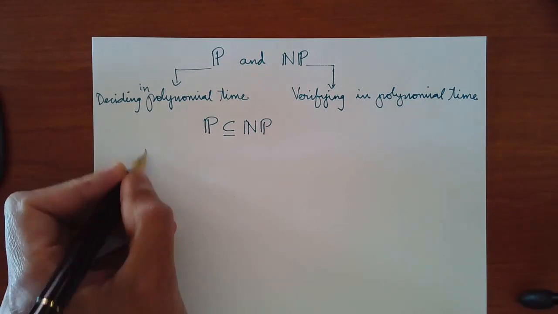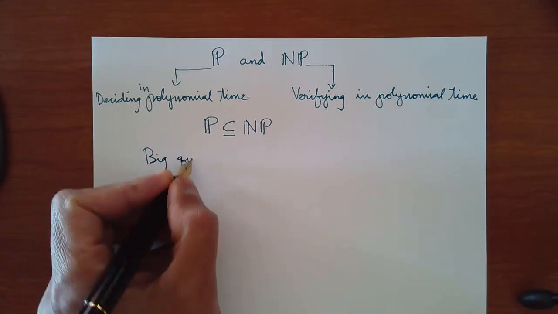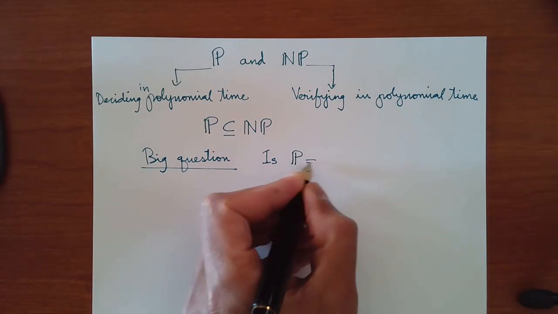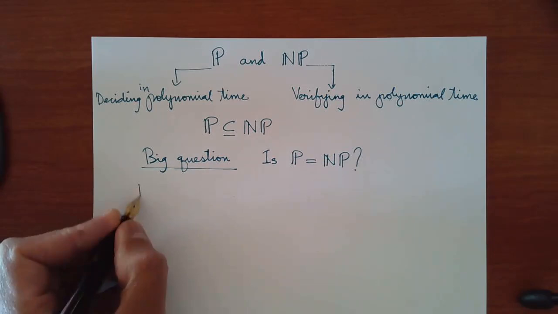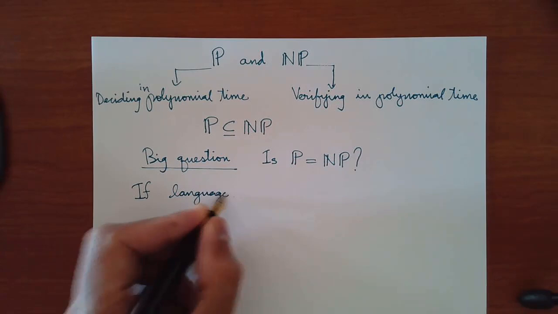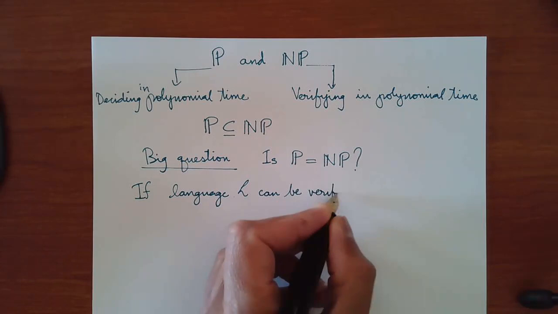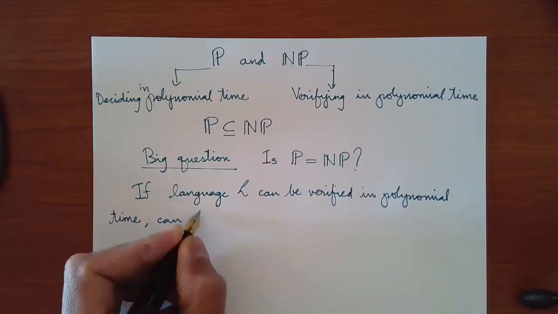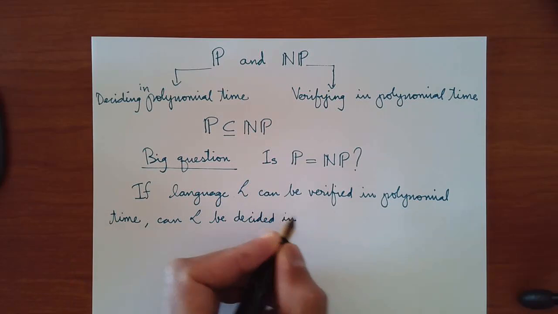And the big, I guess at this point million-dollar question, the central question arguably in computational complexity theory, is: is P equal to NP? What this means is, if language L can be verified in polynomial time, can L be decided in polynomial time?